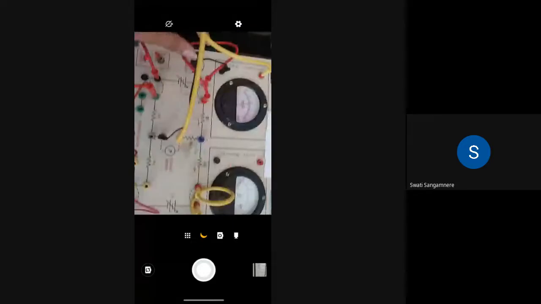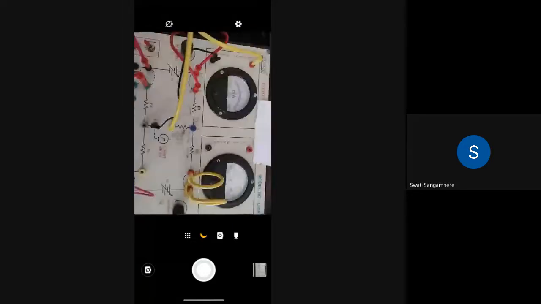Okay. So we have taken two readings. You can take more readings by changing the values of the two voltage sources.